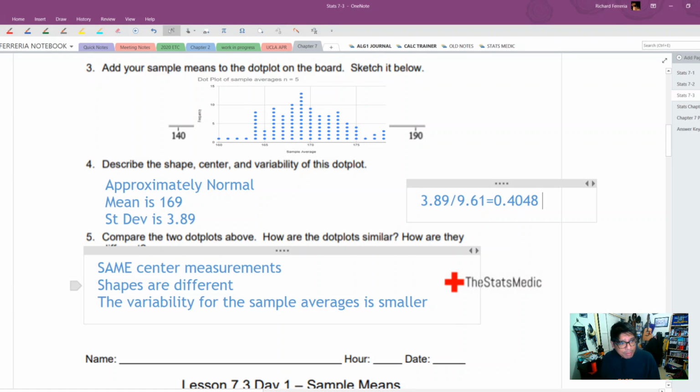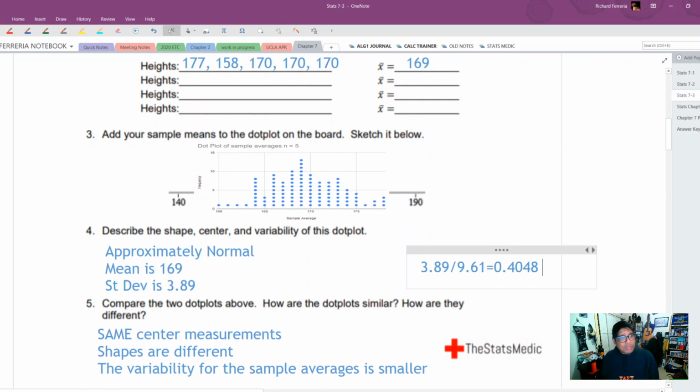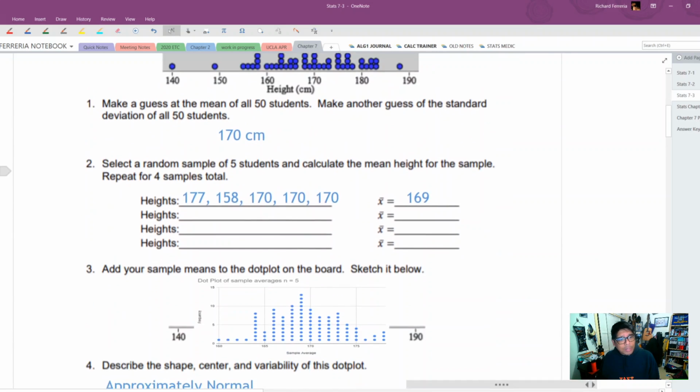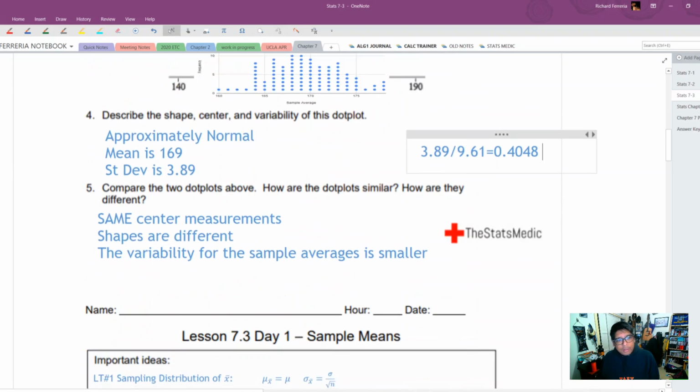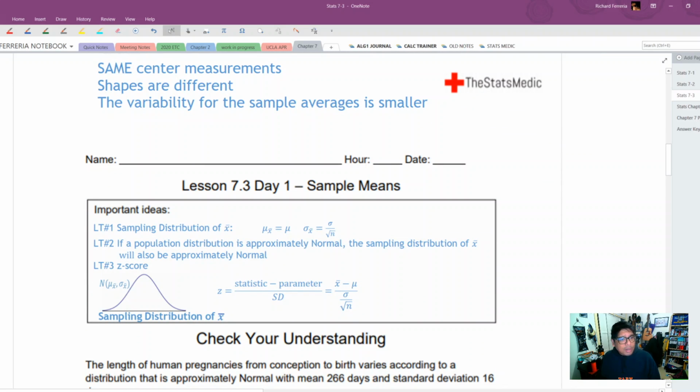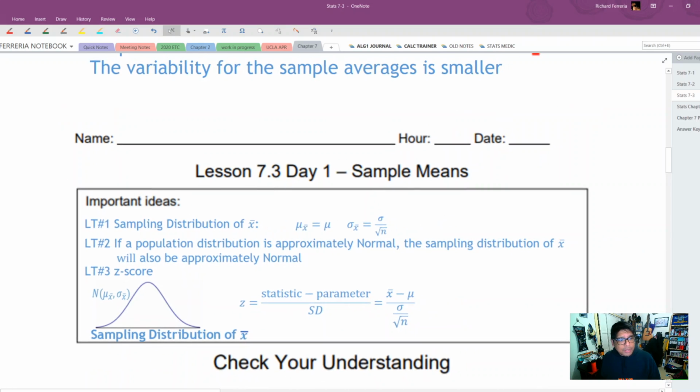So actually the same center measurement, and if we take a look over here, we've got the factor is about 0.404. So, a little bit more than a third, a little less, somewhere between a third and a half. So what number would that be between a third and 1/2? That's probably related to the sample size, right?